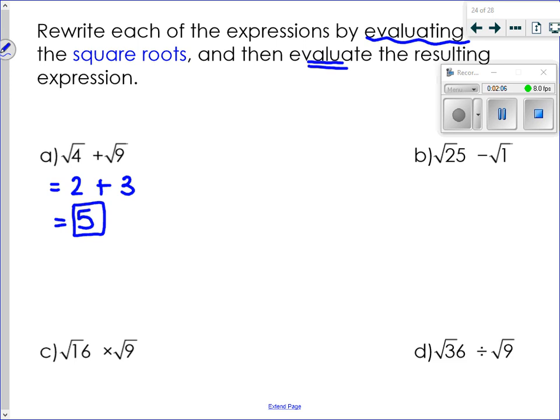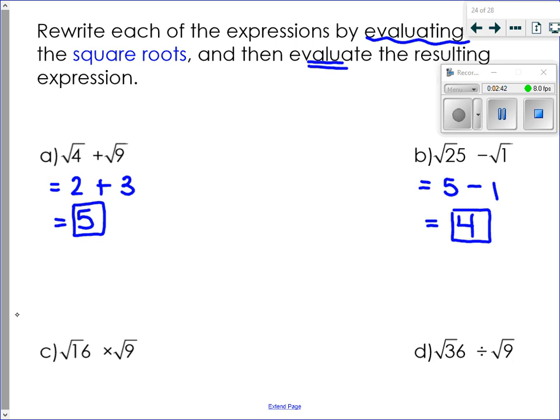2 plus 3. Let's try the same thing with B. The square root of 25 is 5, because 5 times 5 is what you would multiply together to give you an answer of 25. So the square root of 25 is 5, minus the square root of 1. Well, what two identical factors multiply together to give you an answer of 1? 1 times 1. So 1. What is 5 minus 1? 4. The value of that expression is 4.